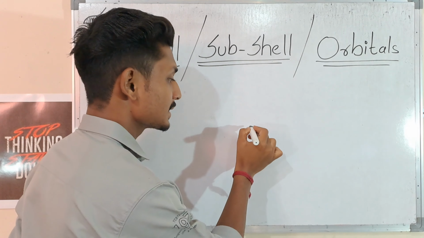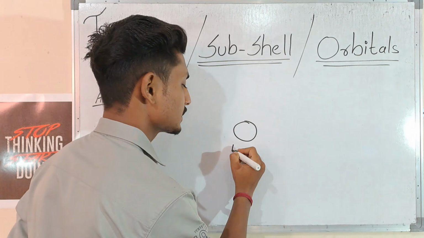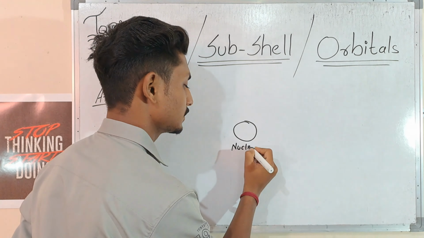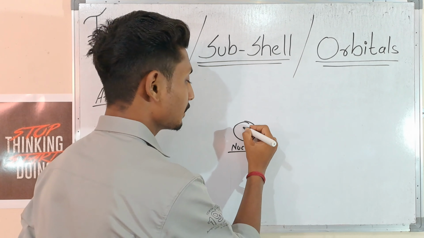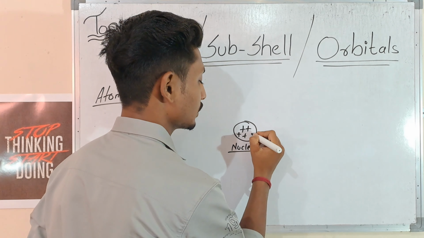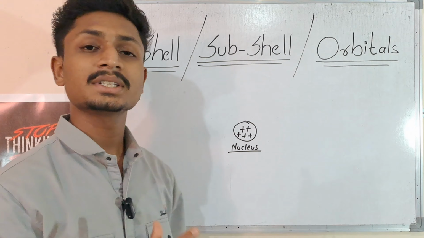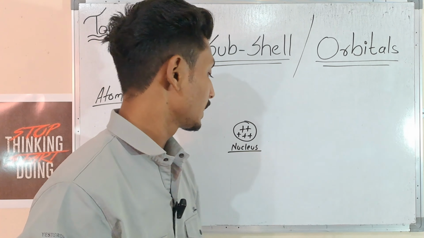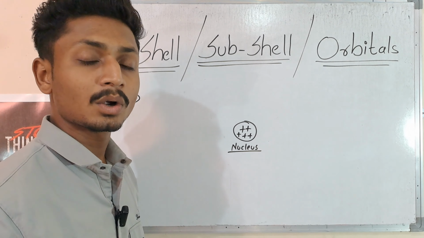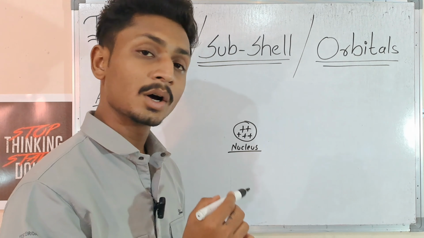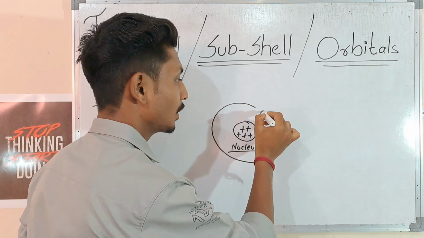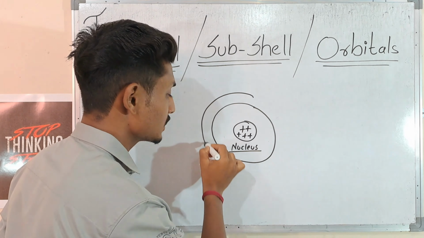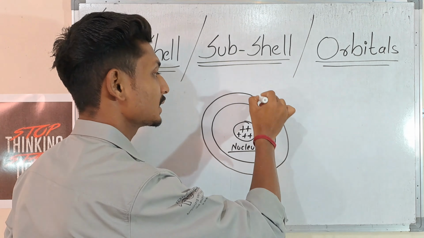Atom contains a centrally located nucleus which contains positively charged protons. Protons are positively charged particles. Around the nucleus, electrons move in orbits. Electrons are negatively charged particles.